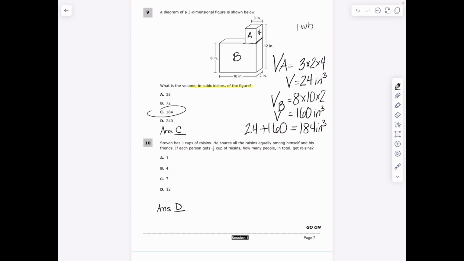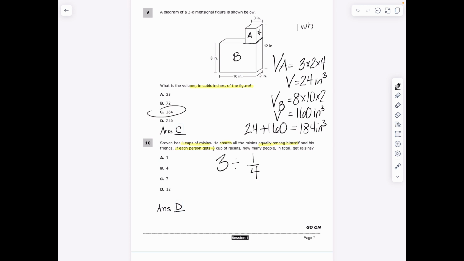Let's look at number 10. Stephen has 3 cups of raisins. He shares, and as soon as I hear shares, I'm thinking division. He shares equally with himself and his friends. If each person gets 1/4 of a cup, how many people in total get raisins? So I know I'm doing 3 and I'm sharing equal share. So divide it by 1/4.